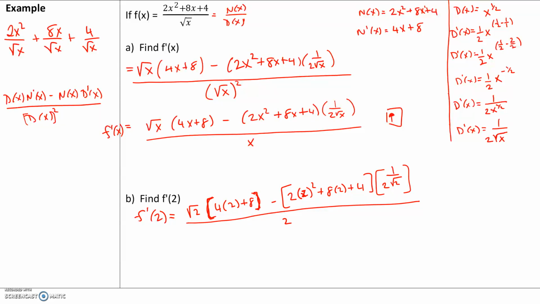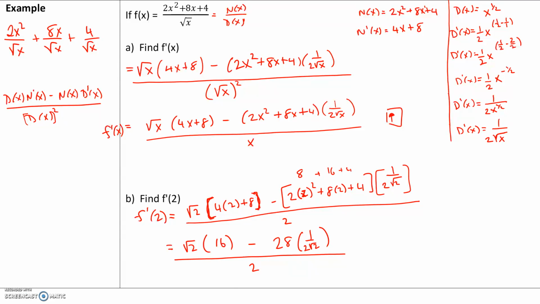So let's simplify a little bit more. We have radical 2 times 4 times 2 is 8. 8 plus 8 is 16. So this is going to be 16 radical 2 minus, if you simplify this little bracket, 2 squared is 4, and 4 times 2 is 8. So this thing gives us 8. 2 squared is 4. 4 times 2 is 8. 8 plus 2 is 16 plus 4. So this is going to be 24 plus 4, which is 28. And then we're going to multiply that by 1 over 2 radical 2. And all of that is going to be over 2.